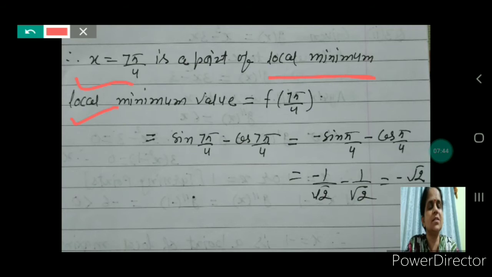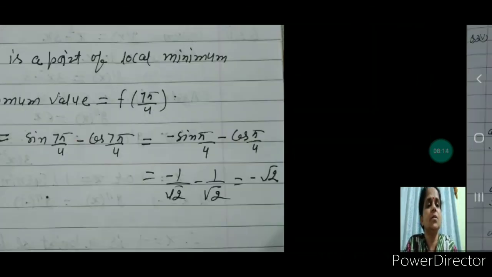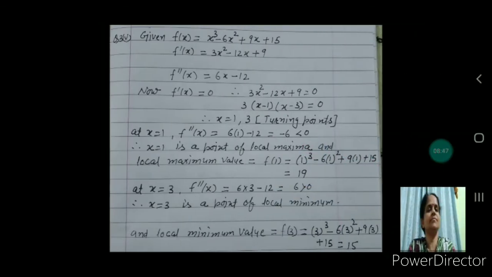Okay, so it is sine 7 pi by 4 minus cos 7 pi by 4, and as in the previous step, you solve it, you will get minus sine pi by 4 minus cos pi by 4. Since sine is negative, it is in the fourth quadrant. Okay, and cos is positive, so it remains as it is with the negative sign. Now substitute the values, you will get minus root 2. It is the answer. Okay, now move to the next question.